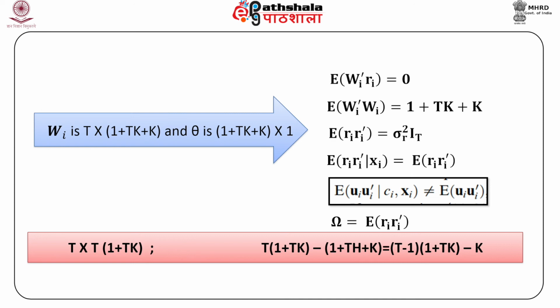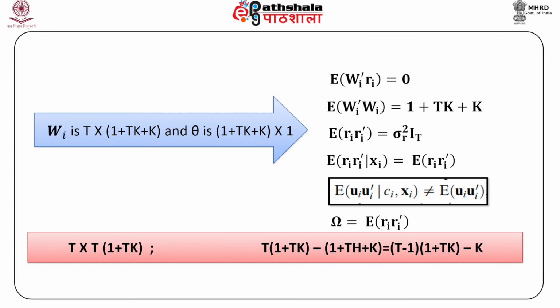So system OLS is one way to consistently estimate theta. The rank condition requires that the rank of the expected value of Wi prime Wi is equal to 1 plus TK plus K. It suffices that the elements of xit are not collinear and that they vary sufficiently over time. While system OLS is consistent, it is very unlikely to be the most efficient estimator.